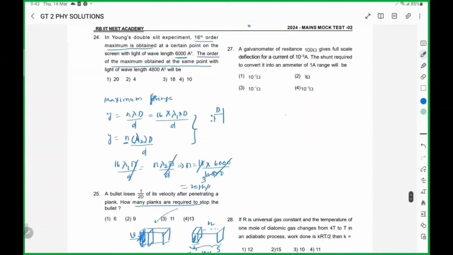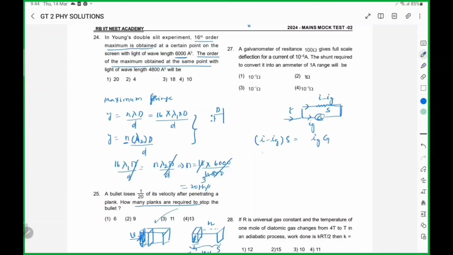A galvanometer of resistance 100 ohms gives a full scale deflection. The current I passes through it. So here the shunt is connected in parallel. The current passes through this. The shunt resistance: I minus Ig into S equals Ig into G. Ig is the maximum current in the galvanometer.